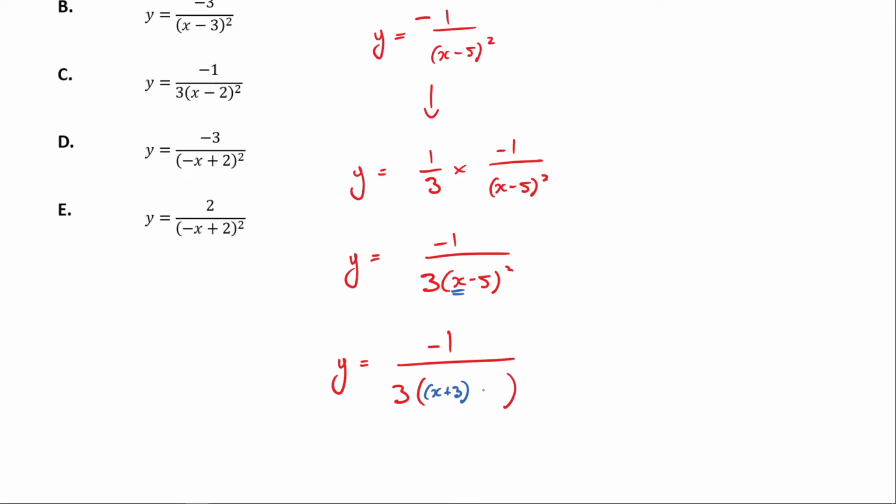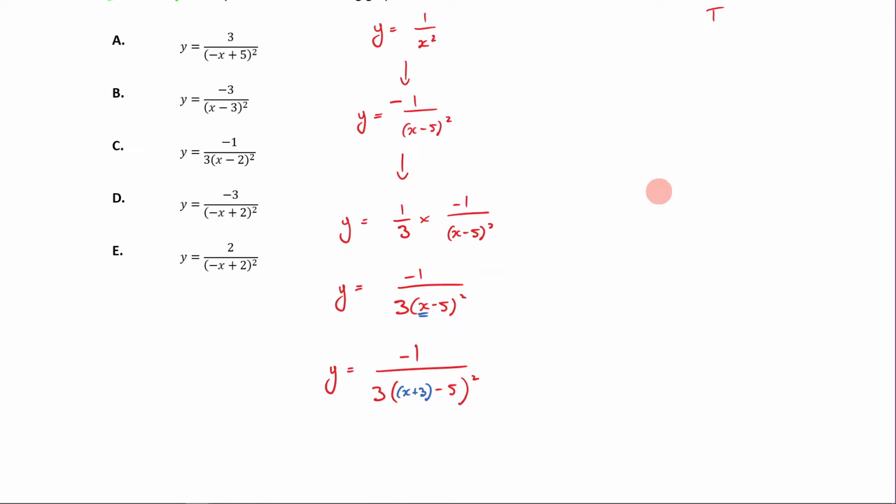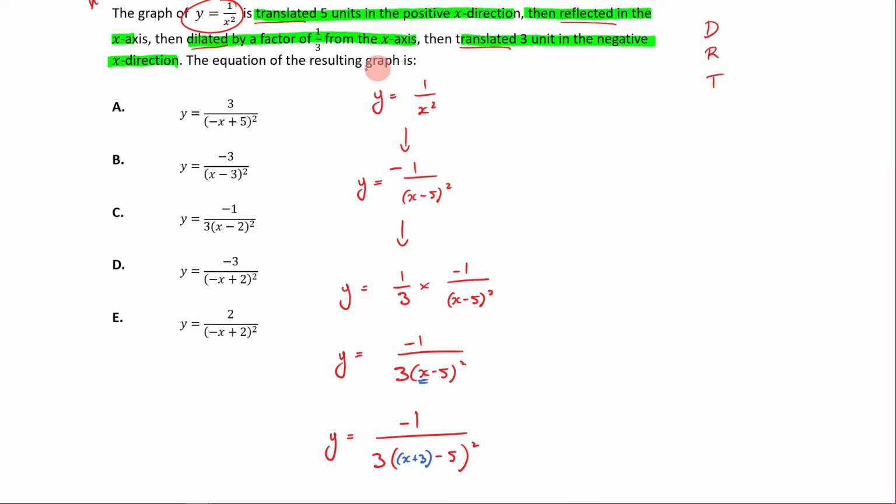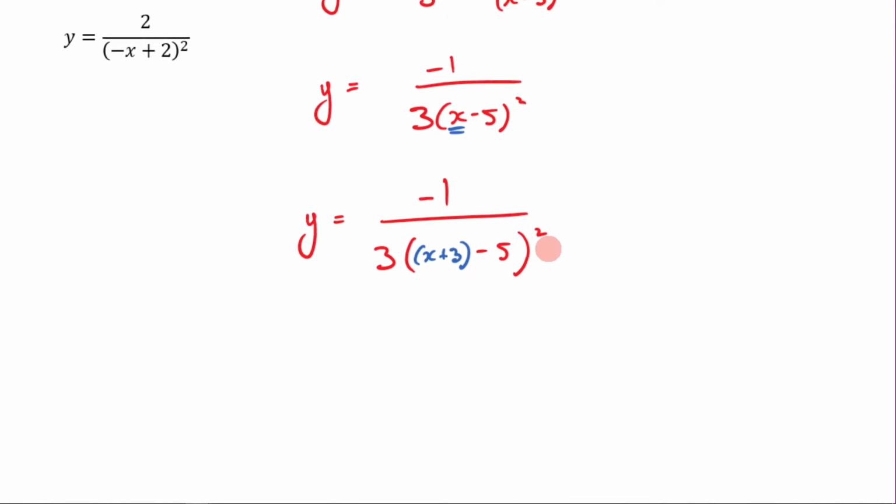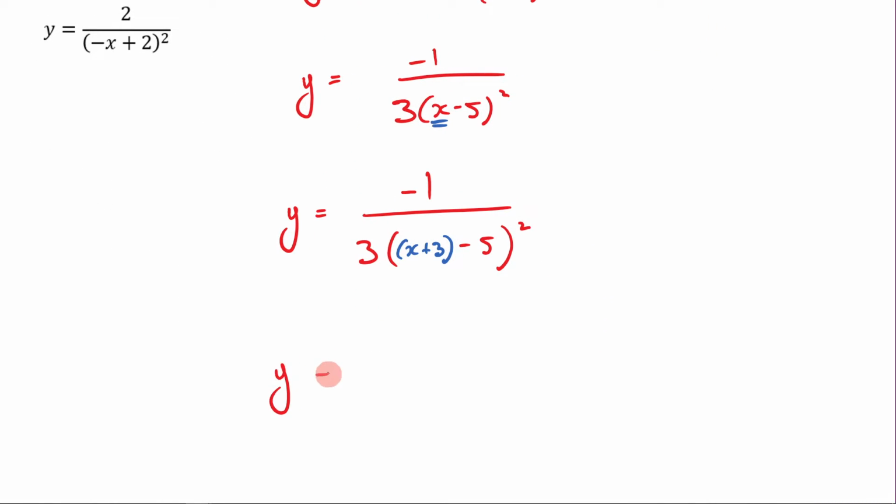And then I'm minusing 5. Then I'm squaring it. So again, just to repeat, what I'm doing there is because I'm going 3 units in the negative x direction, I'm replacing my x with x plus 3. So that means what I'm going to end up with now is y is equal to negative 1 on 3 here. This is going to become x minus 2 squared.